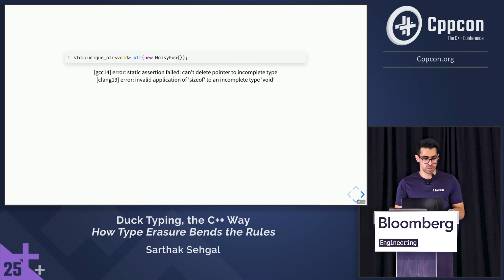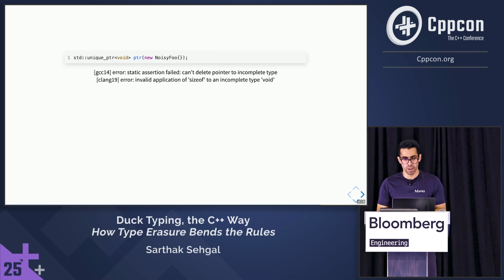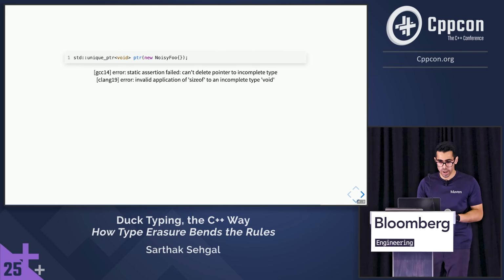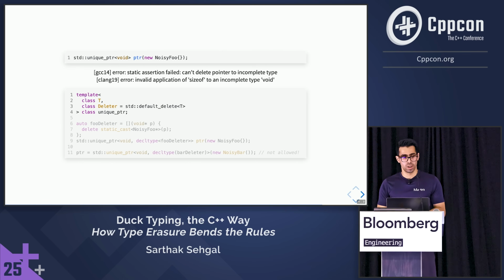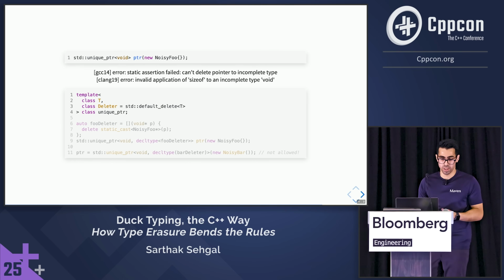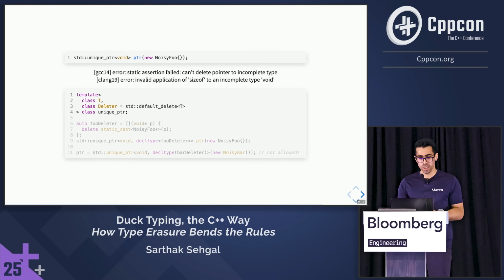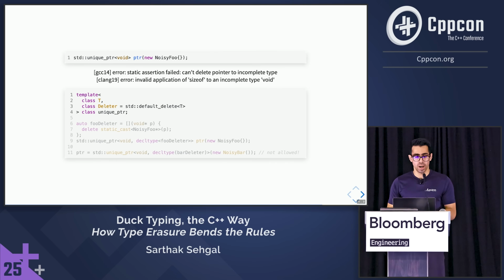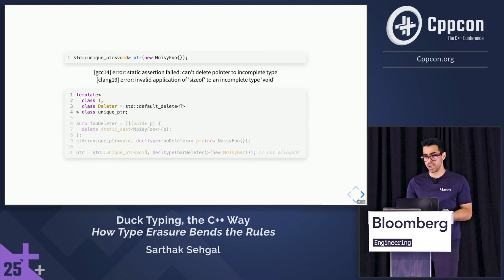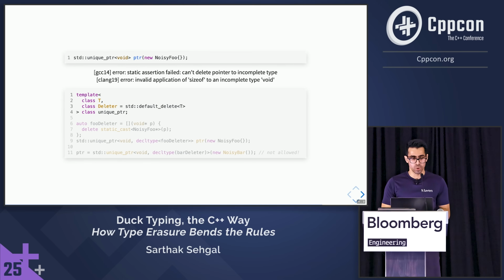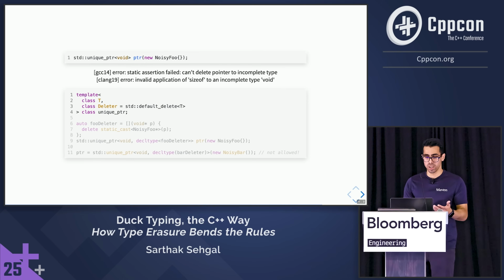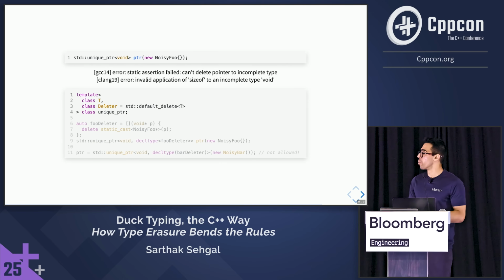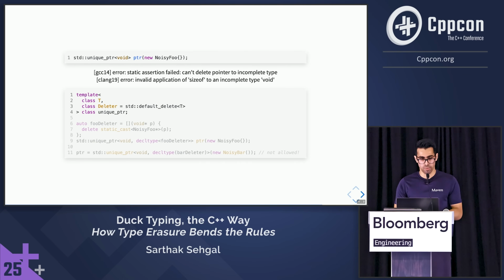Again, different styles of saying the same thing: can't delete a pointer to incomplete type. This doesn't compile because unique pointer actually has 2 template arguments, if you see the signature. It has the type T, which is the type of the pointer, and then it has a deleter. The deleter defaults to default delete of the type that you pass to it. So in this case, it's going to have the deleter as default delete of type void, and that's not defined.